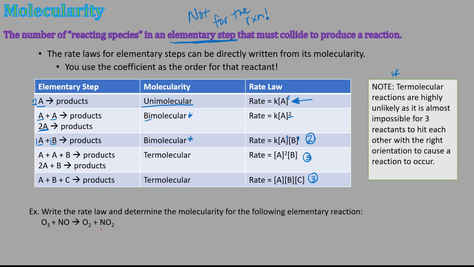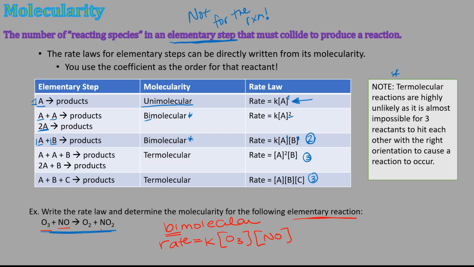All right, so if this is our elementary reaction and we wanted to write the molecularity for it, then I would just write that it's bimolecular because I have 2 reactants, right? I have O3 and NO, so it's bimolecular. And then it would be rate is equal to K times the concentration of O3 times the concentration of NO, and both of those are to the first power. And so it's bimolecular because it's second order for that elementary reaction or elementary step.